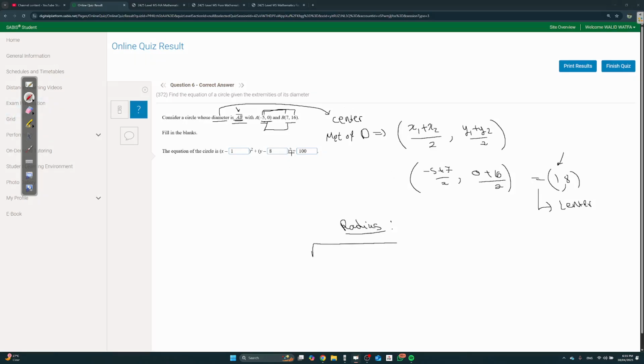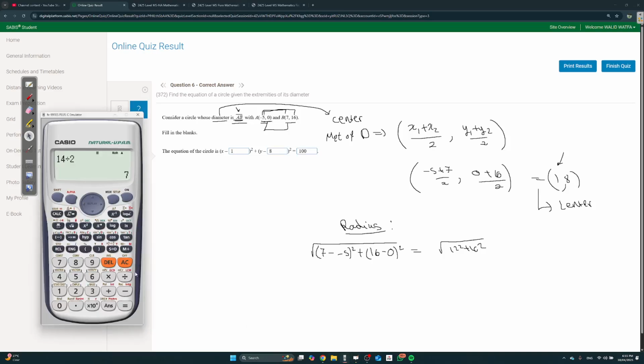So x2 in this case is 7, x1 is minus 5, squared, plus y2, which is 16, minus y1, which is 0, squared. So you're going to get 12 squared, 144, plus 16 squared, which is, let's see, so it should be 400. Yeah, 400. So you're going to get root 400, which is just 20, right? This is the distance, the length of the diameter. Remember, we're looking for the radius, so we look at half.